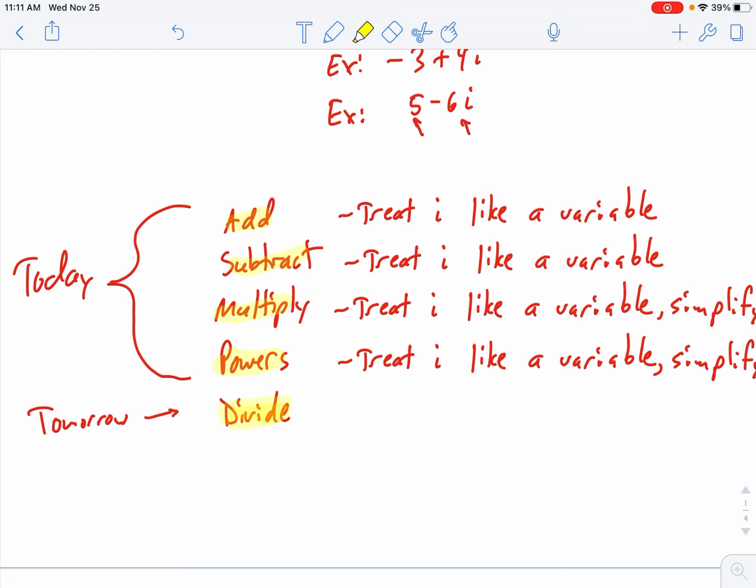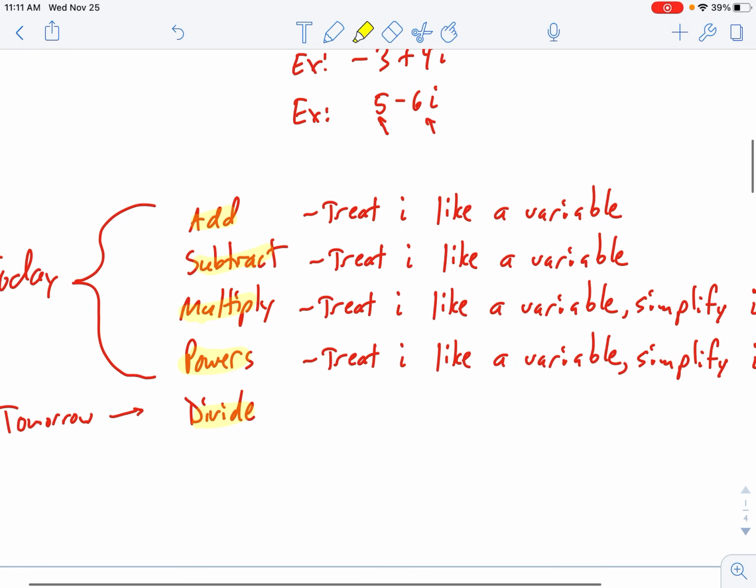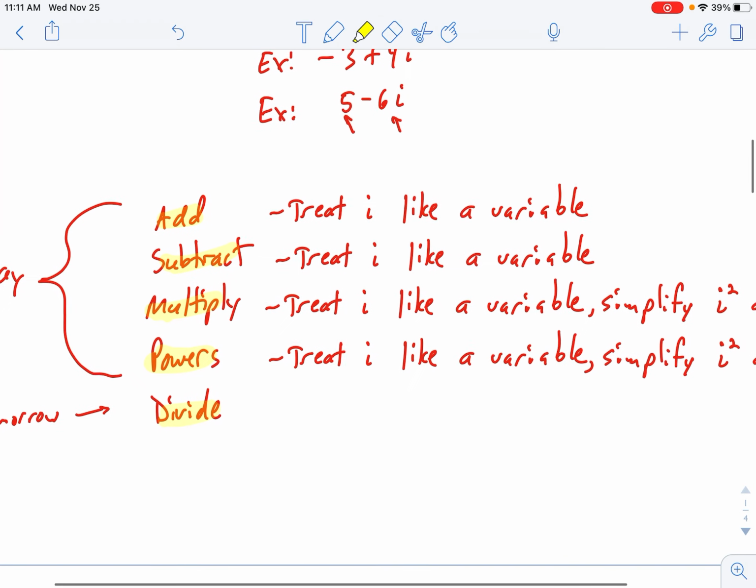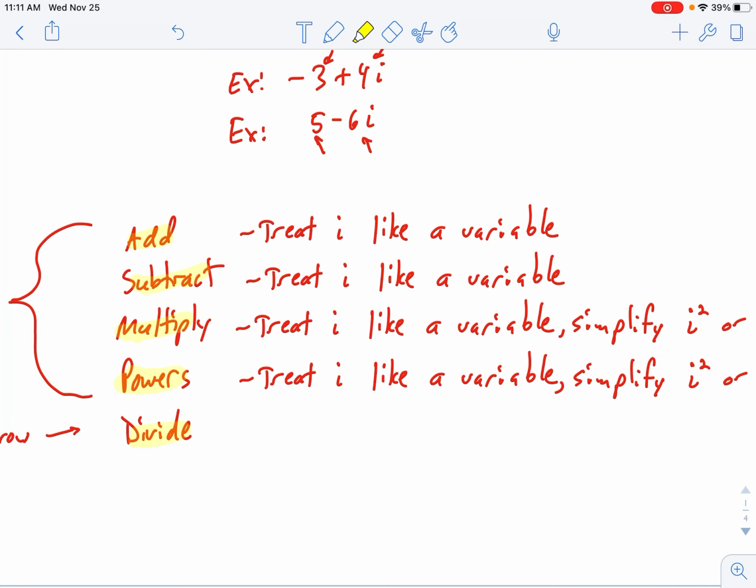Tomorrow we're going to do divide. We spend one whole day on just one operation because it's the most complicated one. When it comes to adding, subtracting, multiplying, or dividing complex numbers, you treat i as though it's a variable. Yes, it is a number.